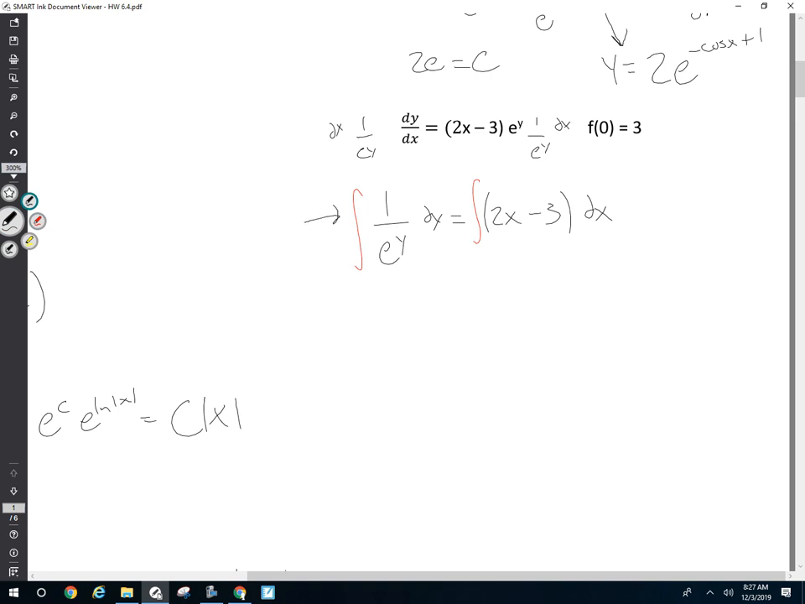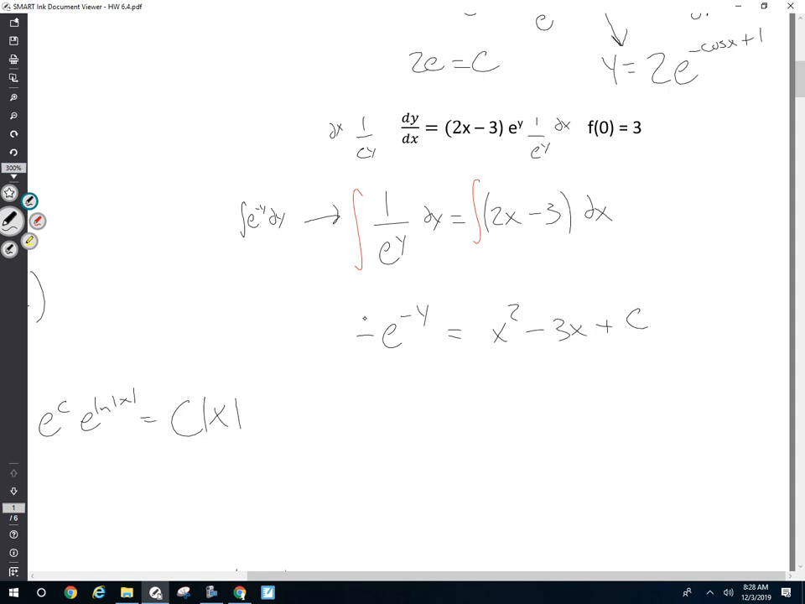Now, we've done this in the past, the antiderivative of 1 over e to the y. The only way we could do it is to write it as e to the negative y. And now this is an antiderivative kind of f of ax plus b, where we take the antiderivative of the outside, and then don't forget to multiply by the reciprocal of the coefficient of our variable. So the antiderivative ends up being negative e to the negative y. That'll be equal to the antiderivative, which is x squared minus 3x. Don't forget your plus c.